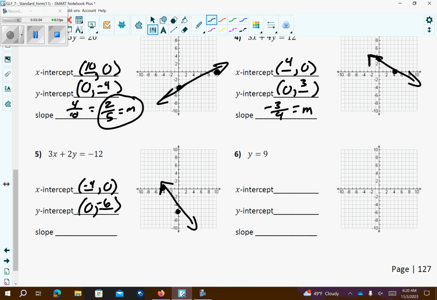So if I count down 6 and write 4, and then we can reduce that, so negative 3 over 2. That's what our slope is. Again, we could have used our slope equation.